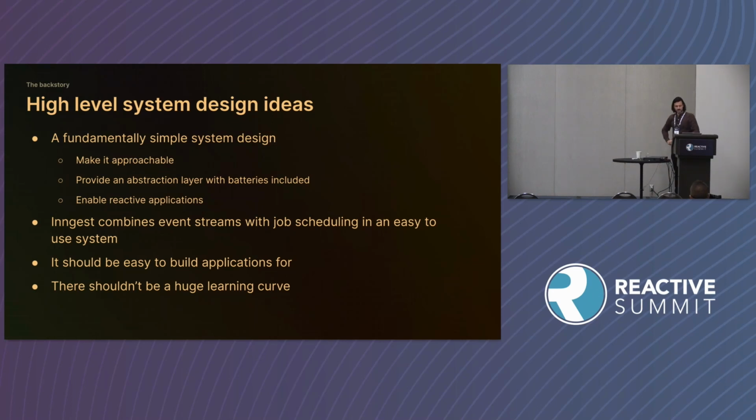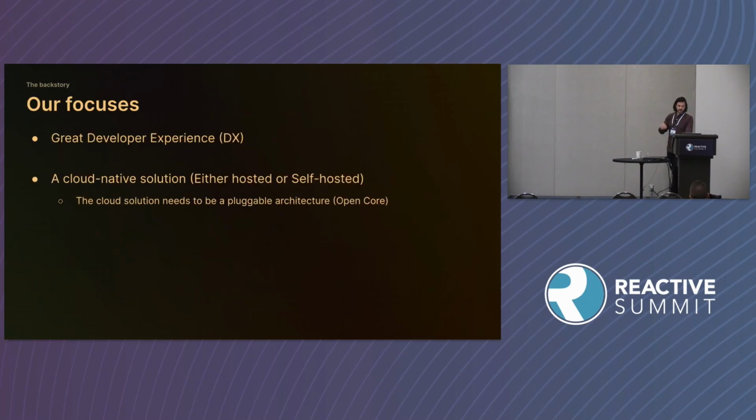But at its core, Inngest combines event streams with job scheduling into one simple system. So reiterating the goals from the previous slides, it must be easy to build applications for. So there can't be a high learning curve. With our mission, we broke down the ideas into two areas to focus on for this project. There needs to be a great developer experience, or DX for short. We need it to be the most approachable system that we can build. We wanted to reach more devs, wanted it to be fun to experiment with. Want to remove those hurdles and provide great tooling.